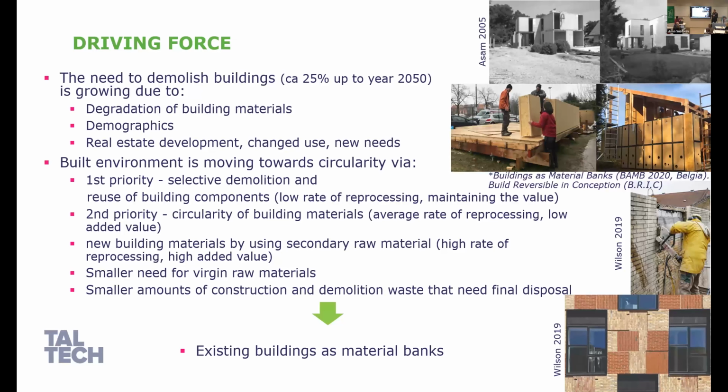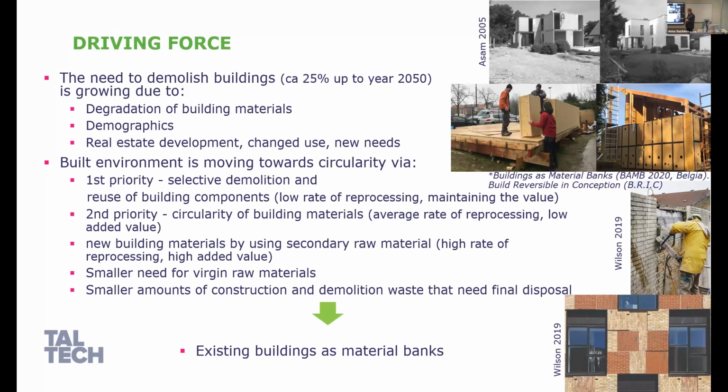And I put priorities here from the sustainability point of view. First priority should be selective demolition and taking building parts away as a whole. And only if that cannot be done, then we should move to the second priority, which is taking those materials into circularity. You have 1 minute. Only 1 minute left. Okay. And by that aspect, I think we should see our existing buildings as material banks where materials and building parts have been placed temporarily.